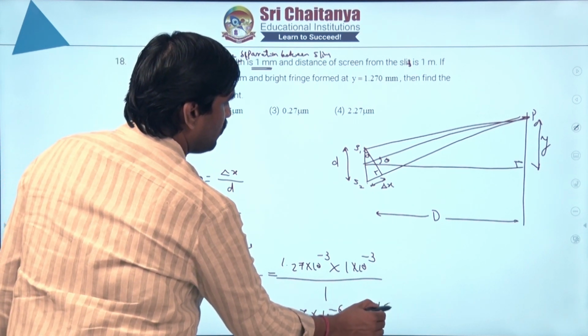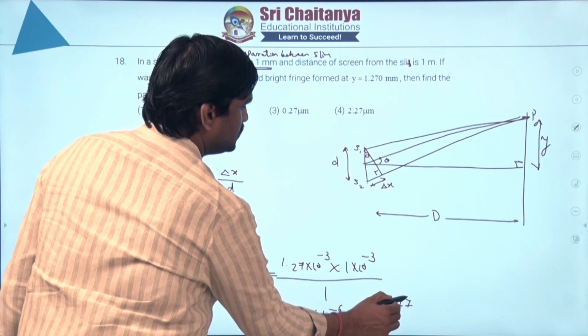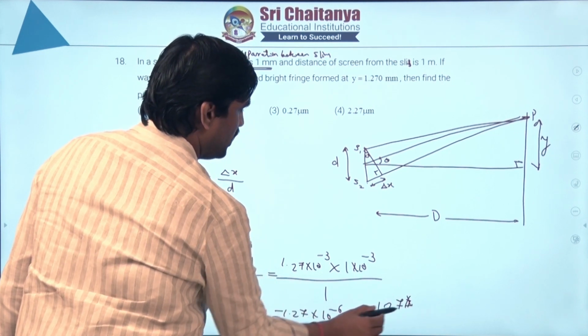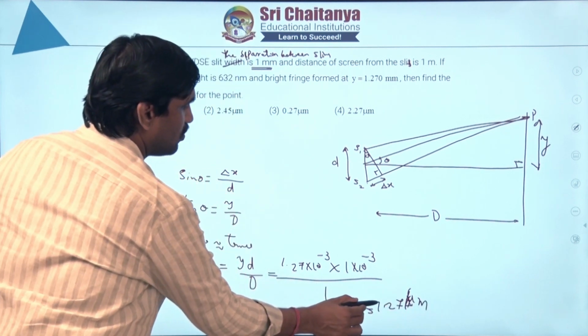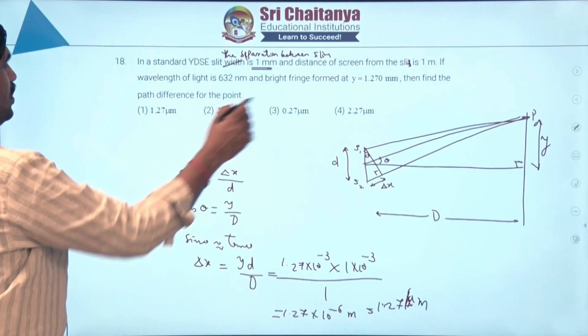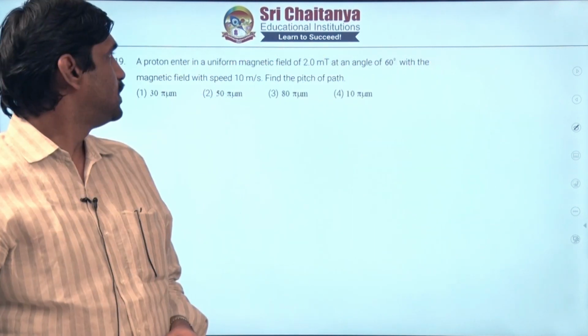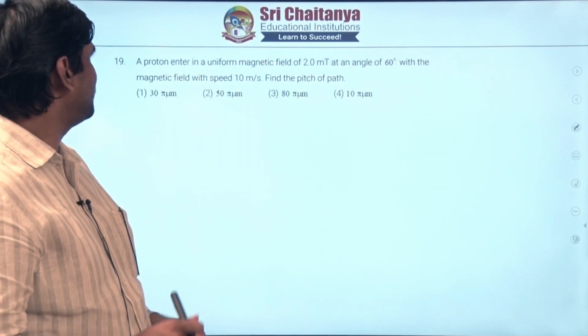Now, which is equal to 1.27 micrometer. So, out of 4 options, this is the correct answer. Now, I am going to start 19th question.